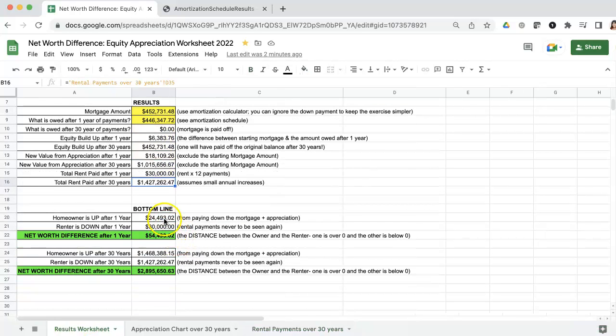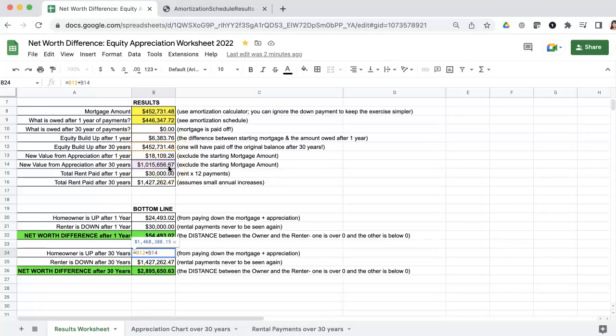So the bottom line is, after 1 year, the homeowner is up $24,493. That is the addition of that new equity of $6,383 and the new appreciation of $18,000. So that's $24,000 and change. The renter is down $30,000 because they will never get that money back. So the net worth difference is between somebody being up 24 and change and somebody being down 30,000. That's 54,493.